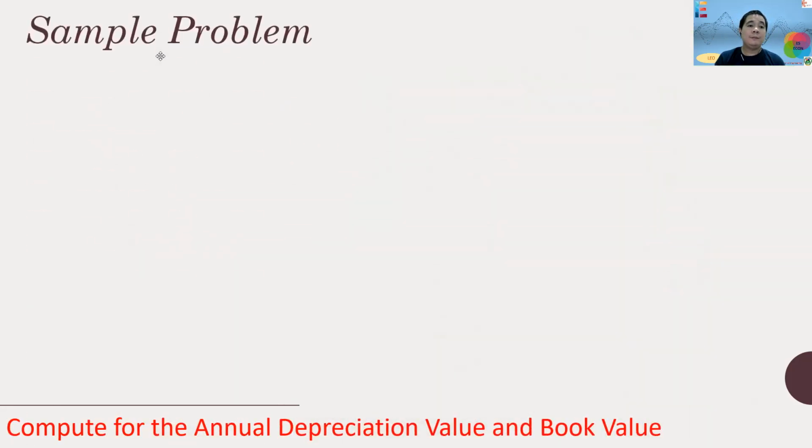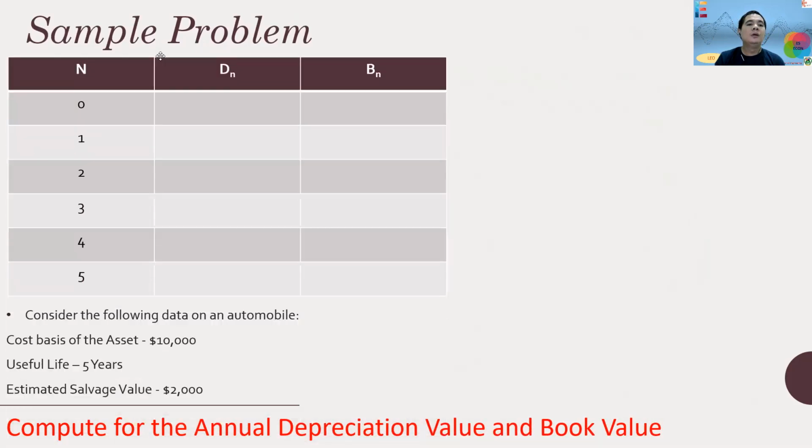So we have a sample problem right here. Consider the following data of an automobile. Cost basis for the asset is $10,000. Its useful life is 5 years. And its estimated salvage value is $2,000. So how should we compute your depreciation? The assumption for this one is that you have the same depreciation amount all throughout the 5 years.